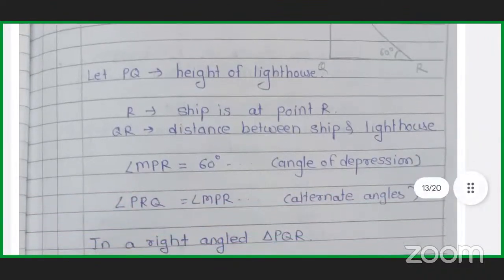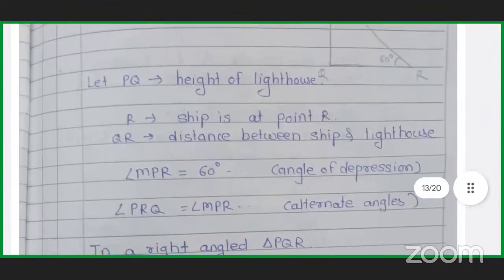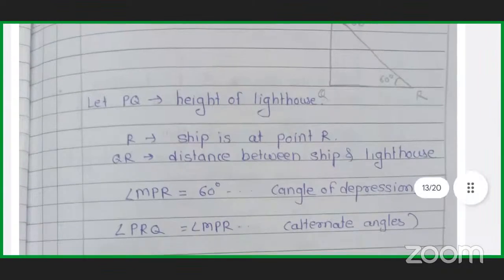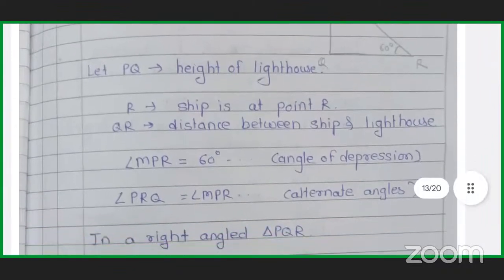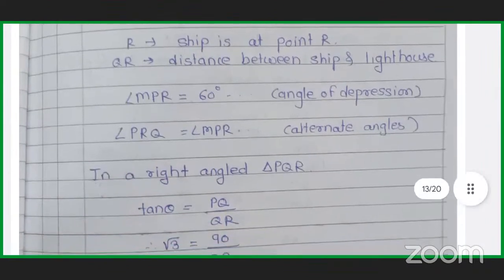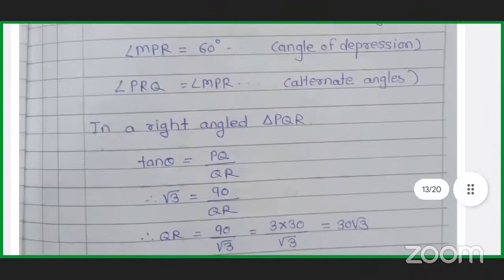So in right angle triangle PQR, the height of the lighthouse is given, that is 90 meters, and we have to find out QR. So we have to use the ratio of tan theta. So what is the value of tan theta? PQ upon QR. Put the given value. Here tan 60 degrees, correct? Tan 60 degrees, that value is root 3. PQ is replaced by the value 90 upon QR.